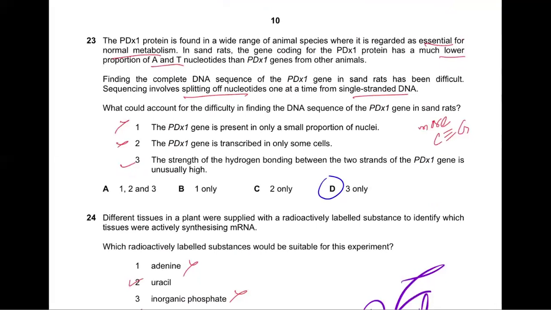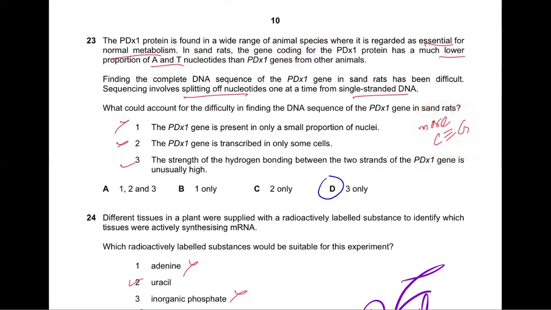23. The gene PDX1, which codes for a protein, is found in a wide range of animal species where it is regarded as essential for normal metabolism. In sand rats, the gene coding for PDX1 protein has a much lower proportion of AT nucleotides than other organisms. So if it has fewer AT nucleotides, adenine and thymine, which have double hydrogen bonds, and CG have a triple hydrogen bond, there will be more CG in this gene.